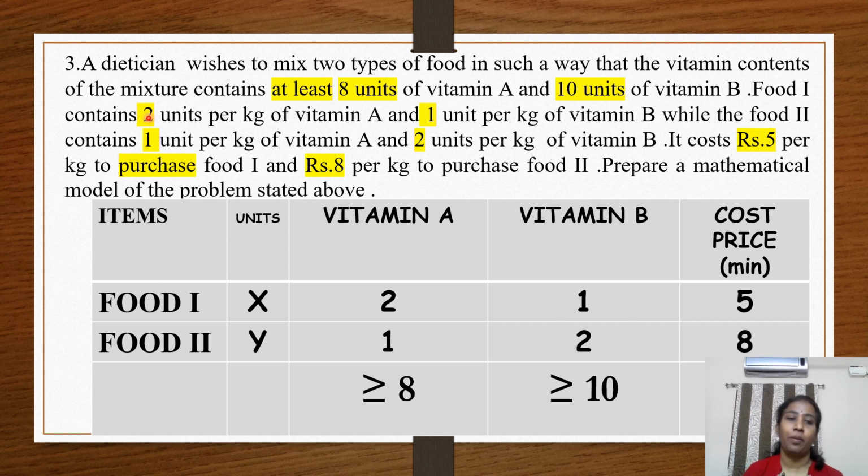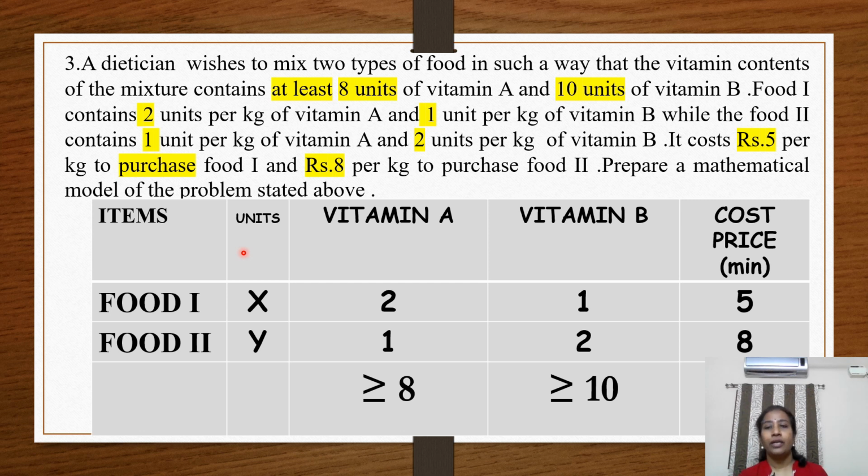Okay, now coming to the third problem. A dietitian wishes to mix two types of food in such a way that the mixture contains at least 8 units of vitamin A and 10 units of vitamin B. Food 1 contains 2 units per kg of vitamin A and 1 unit per kg of vitamin B, while food 2 contains 1 unit per kg of vitamin A and 2 units per kg of vitamin B. It costs rupees 5 per kg to purchase food 1 and rupees 8 per kg to purchase food 2. Prepare a mathematical model of the problem stated above.